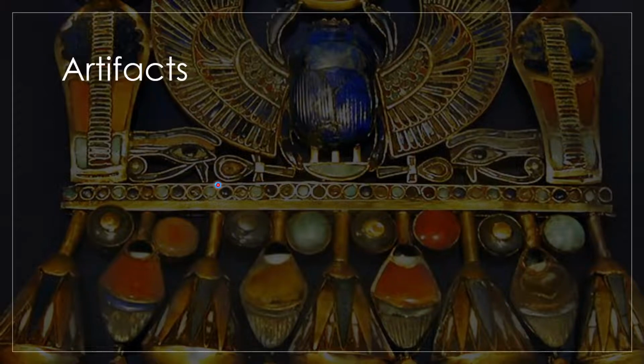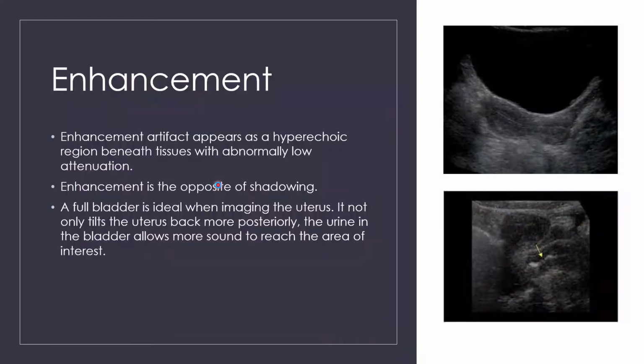So two of the artifacts that we will discuss in this presentation are enhancement and shadowing. Okay? Now, if you've had a chance to watch some of the scans, then you probably are familiar with what these two artifacts look like. But if you haven't, it's nice to have this introduction so that as you're observing the scans and doing your hands-on scans, you'll be able to pick up on what these artifacts are and how you can utilize enhancement to your advantage. So enhancement artifact appears as a hyperechoic region.